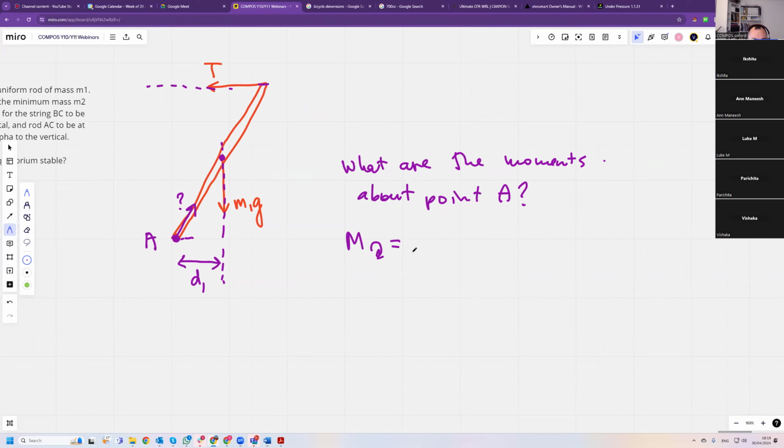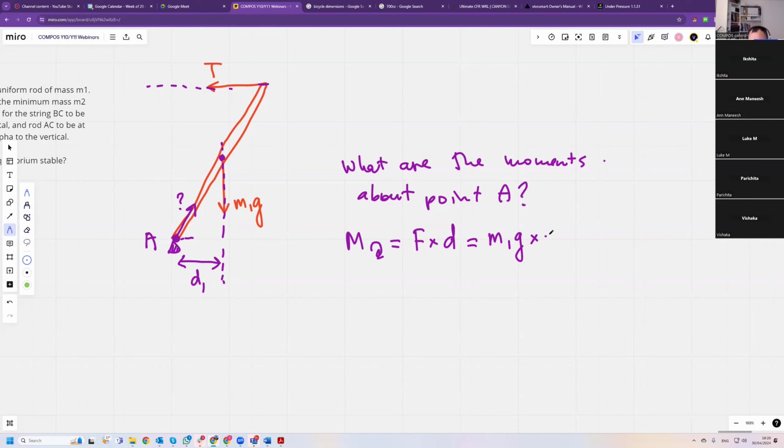And the moment is the force times the distance. In our case, the force is M1G, and the distance is the distance from the pivot to the line of force. Not this distance. We don't need this distance. No, we're taking this distance. It's the shortest distance from the pivot to the line where the force acts.